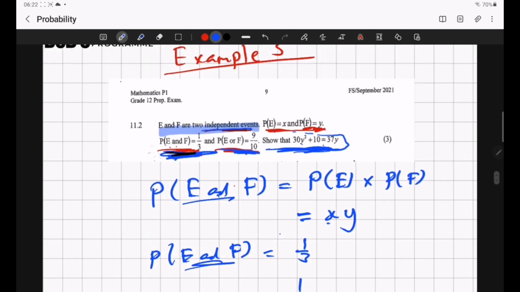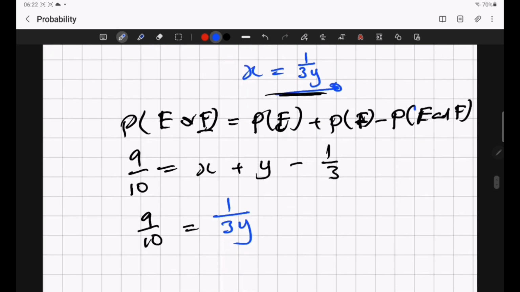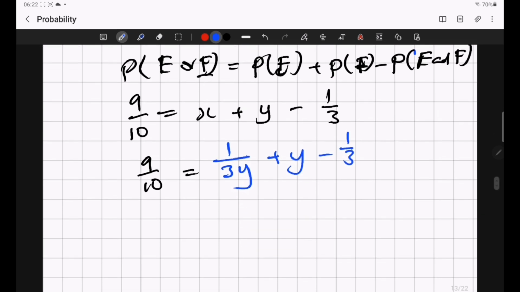What you're trying to prove only has Y in it. So it will be 1 over 3Y, that was X. Then you've got that plus Y minus 1 over 3. Too many fractions here, too many fractions. But you're going to multiply by the LCD throughout, which is just 3Y times 10. So multiply by 3Y times 10 on both sides. It's going to be 30Y. So we have 9 over 10 here, and we've got 1 over 3Y plus Y minus 1 over 3.